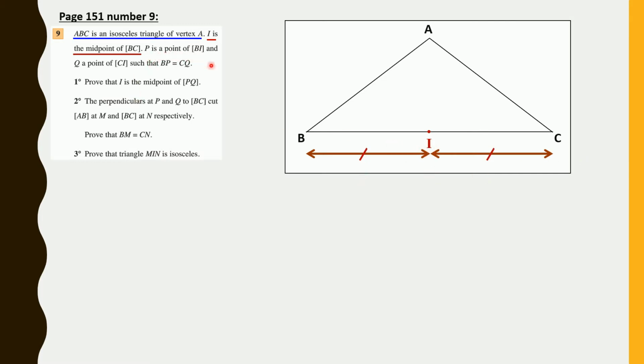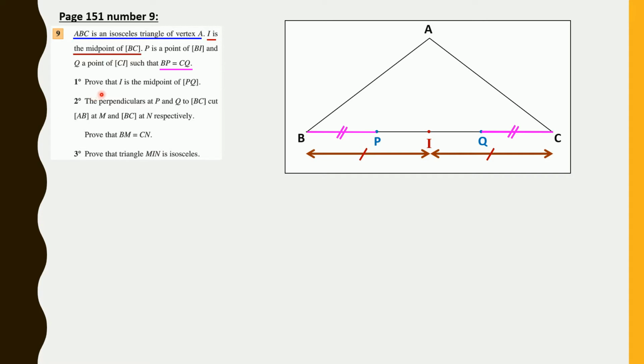P is a point on BI, and Q is a point on segment CI, such that BP equals CQ. So BP equals CQ, it's given. First we place point P on BI wherever we want. It's not the midpoint of BI, they didn't mention it. Then using our compass, we open it equal to BP, put the needle on C, then find point Q, such that BP equals CQ.